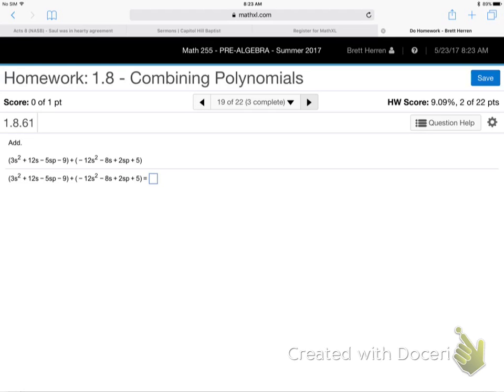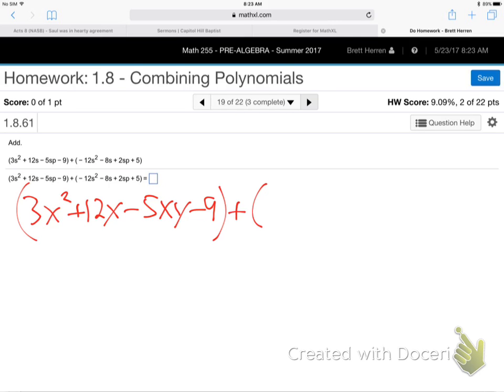So we got 3x squared plus 12x minus 5xy minus 9 plus minus 12x squared minus 8x plus 2xy plus 5. All right, so I made it x and y instead of s and p.